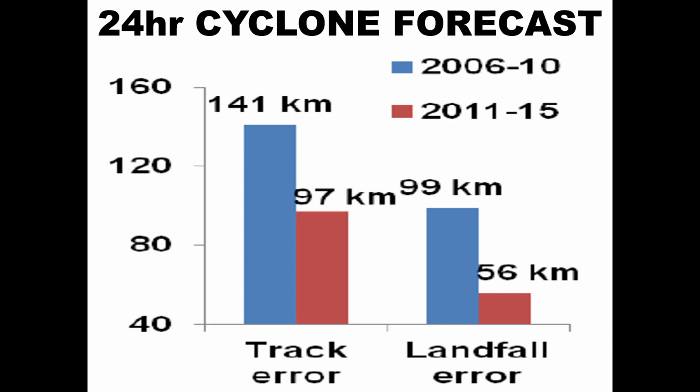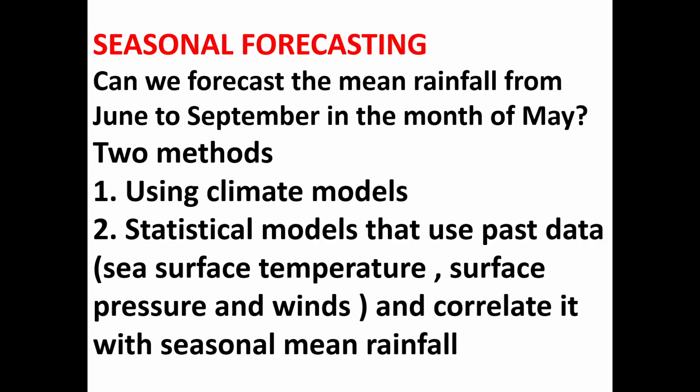And the error in the place where the cyclone comes on land is called the landfall error, and that has gone down from around 100 kilometers to almost 50 kilometers. So cyclone track forecasting is getting better and better, and it's saving lives and human beings.